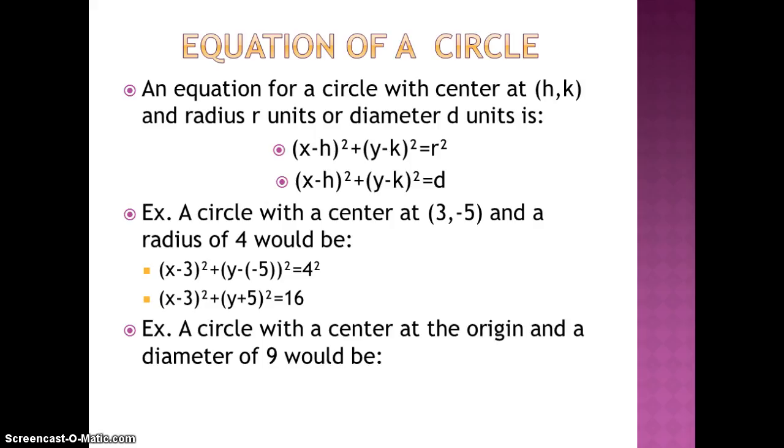A circle with a center at the origin and a diameter of 9 would be (x - 0)² + (y - 0)² = 9. So we simplify that to be simply x² + y² = 9.